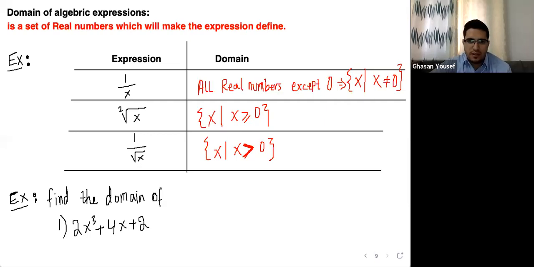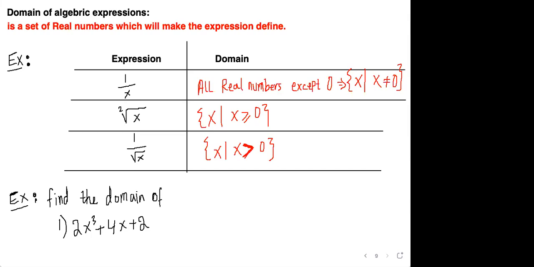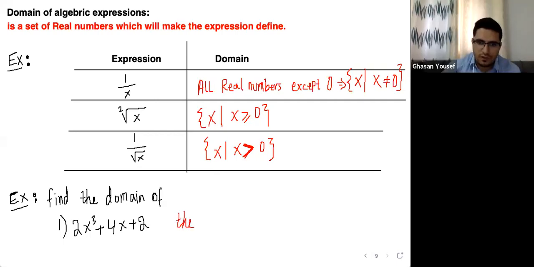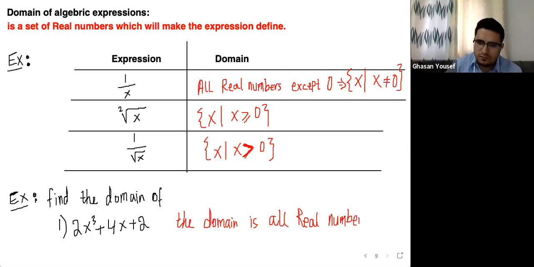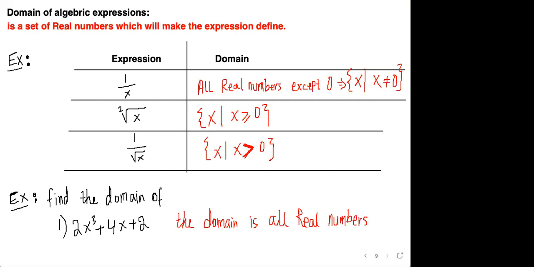So actually here, the domain would be all real numbers. I can plug positive, 0, and negatives. No issue, no problem when I plug. So here, the domain is all real numbers. So the domain will be all real numbers.